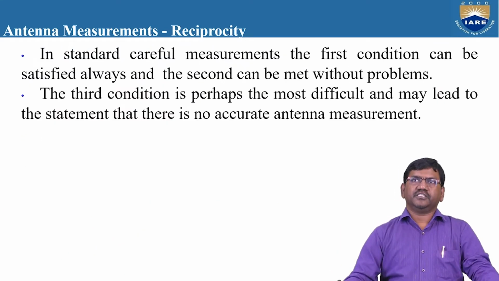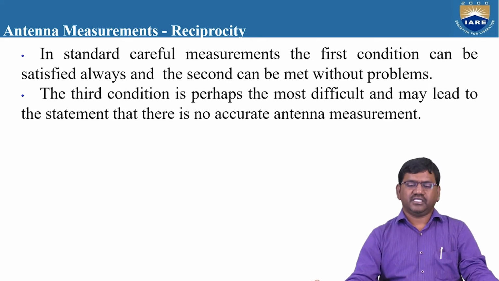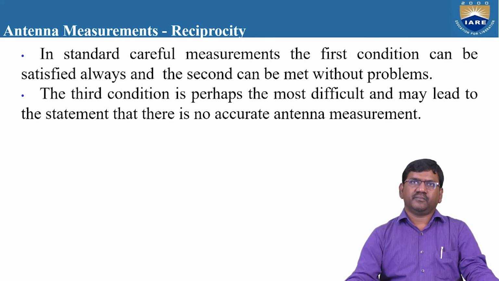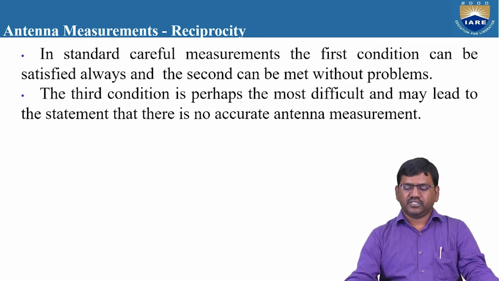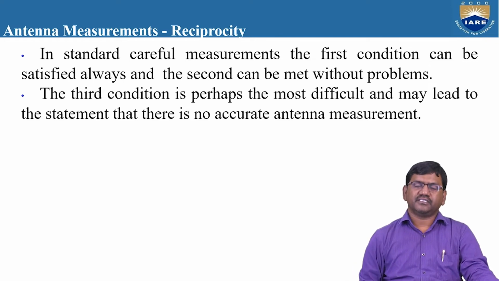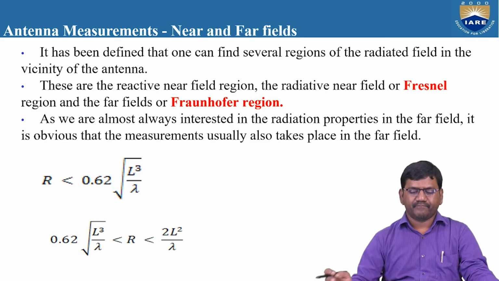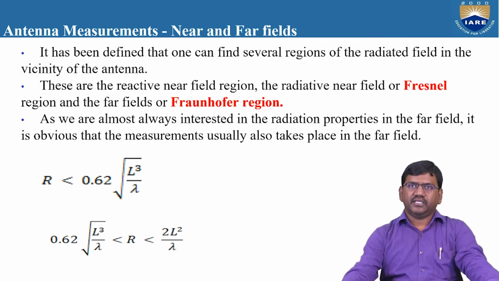So in standard careful measurements, the first condition, that is linear, isotropic, passive, is satisfied always for any type of parameter calculation, and the second may be met without problems. The third condition is the most difficult and may lead to the statement that there is no accurate antenna measurement. So out of these three conditions, the most popular one, which will be satisfied at all times, is the first one, which is the linear, isotropic and passive medium. So that is about the antenna basics and antenna basic setup required. Let us go to the next topic, that is the near and far fields.